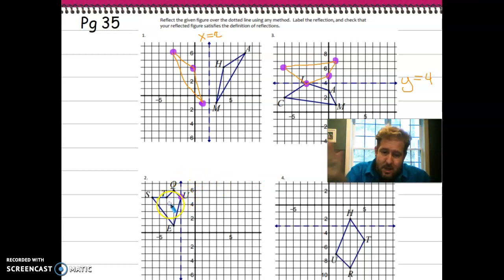So in this question, I'm taking an image on the left, and I'm flipping it over to the right. So 1 away, 1 away. 1, 2, 1, 2. 1, 2, 3, 4, 1, 2, 3, 4, and 1 away, 1 away. And then it's just a matter of connecting the points, like such.